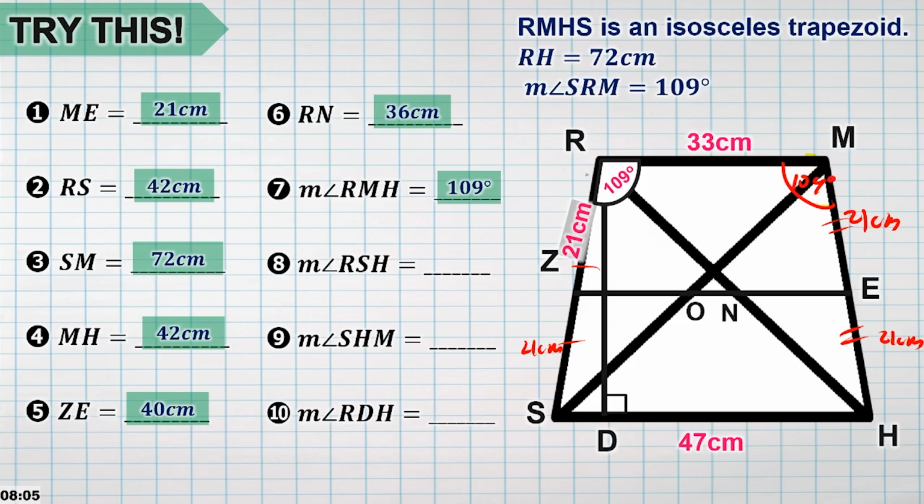Next, how about angle RSH? Ito naman daw. Ano daw sukat ito? Yes, Miracle. 109 po, sir. Is it going to be 109 degrees? Parang hindi. Opposite angles in an isosceles trapezoid are not congruent.